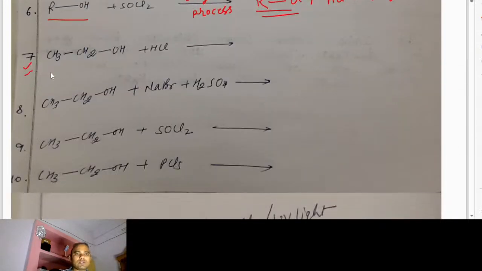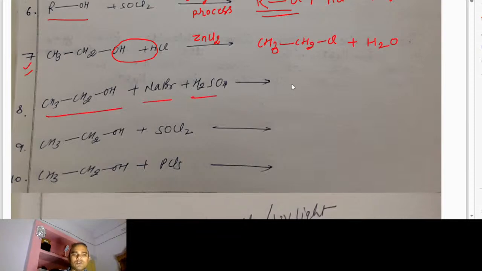Here you see equation number 7. It is again treating with HCl. Here ZnCl2 is required, and the water is going to be removed. So chloroethane is going to form, CH3CH2Cl, along with H2O. Next, similarly, ethanol is there with NaBr and H2SO4. So it is going to give CH3CH2Br, plus H2O, and finally NaHSO4, sodium hydrogen sulfate.